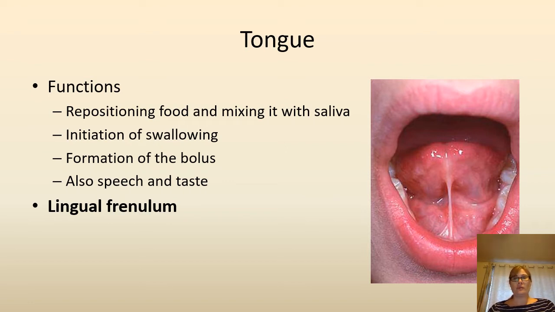And so this little piece right here that's sticking down attaches the tongue to the floor of the mouth. That's known as the lingual frenulum, and it's just like a little ligament.